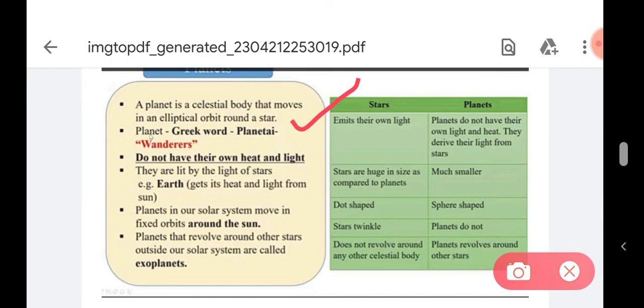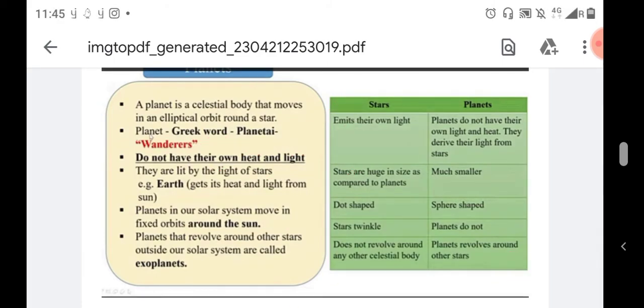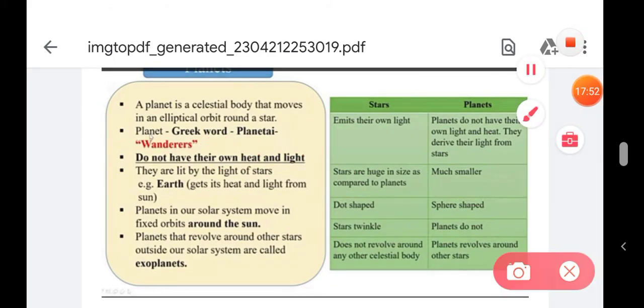और एक्चुअली में प्लैनेट क्या है, एक ग्रीक वर्ड है जो 2 वर्ड्स से बना है. प्लैंटिया मीन्स वंडरर्स. वंडरर्स मीन्स जो घूमते हैं. So planetai means wanderers, and so that's why we can call them planets. They do not have their own heat and light. प्लैनेट्स की खुद की कोई हीट और लाइट नहीं होती है. They are lit by the light of stars. Example, earth gets its heat and light from the sun.